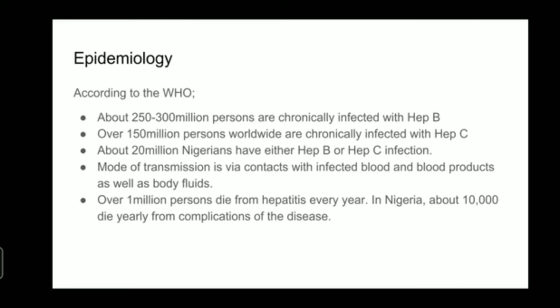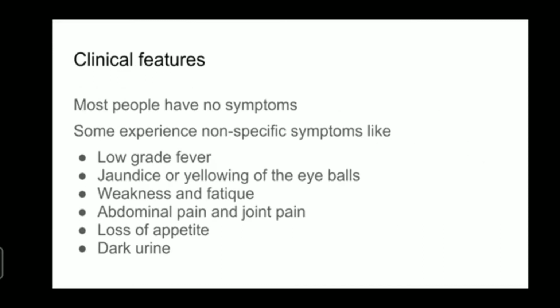Over 1 million persons die every year from hepatitis worldwide. 1 million people lose their lives due to chronic viral hepatitis worldwide. In Nigeria, that figure is between 8 to 10,000. About 10,000 Nigerians lose their life due to complications of hepatitis every year. So you see, that's why it's an important topic for us to discuss here. So going into the clinical features now.